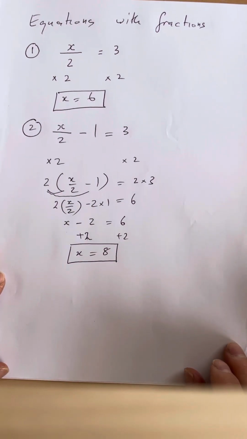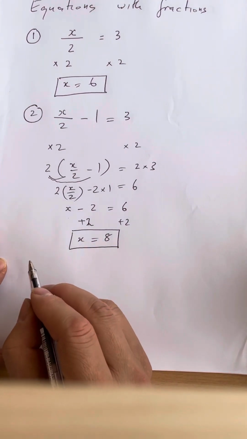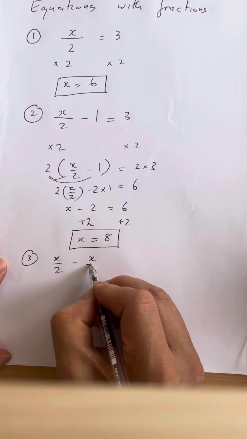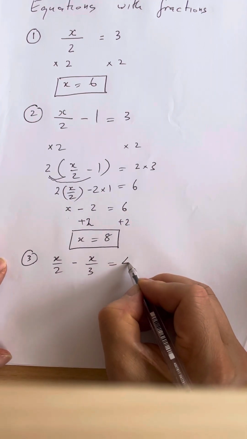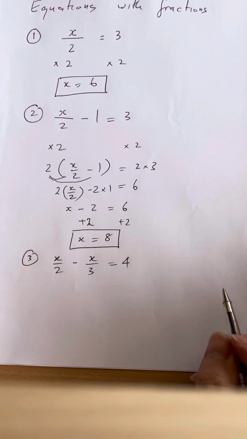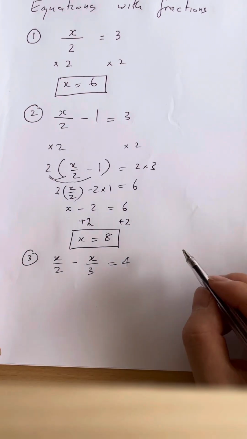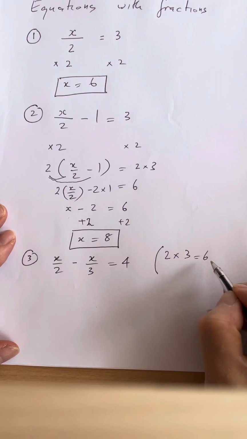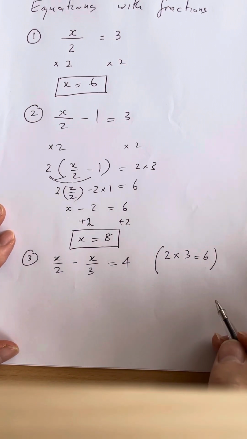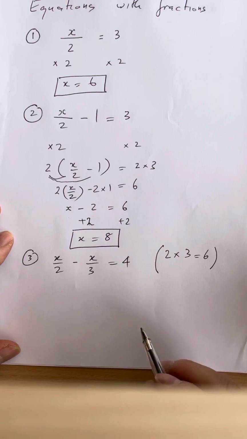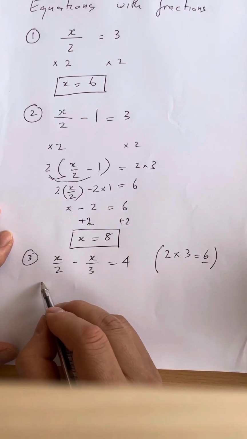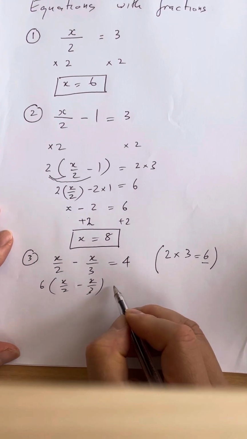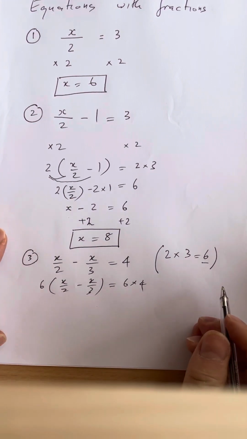So what about if you have fractions on both sides? For example, so you have x on 2 minus x on 3 equals 4, let's say. Okay, so if you have two fractions, what you do is, first step, you multiply the denominators and you get 6. And then the second step is you multiply both sides by that number. So you go 6 times x on 2 minus x on 3 equals 6 times 4.